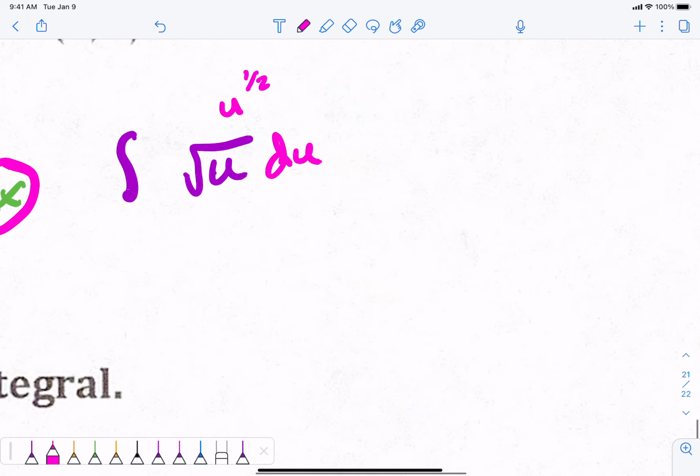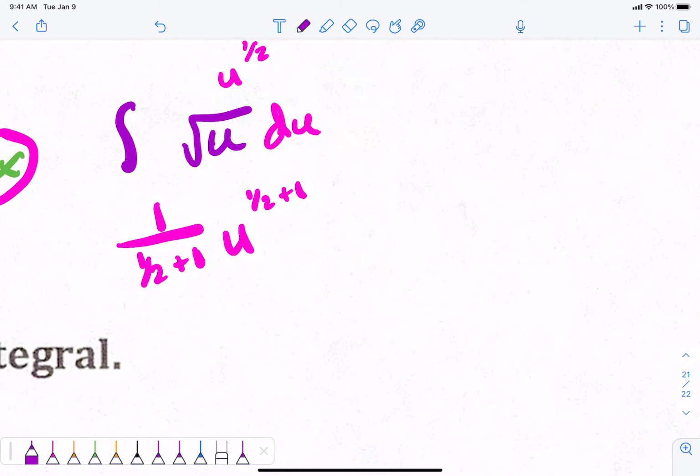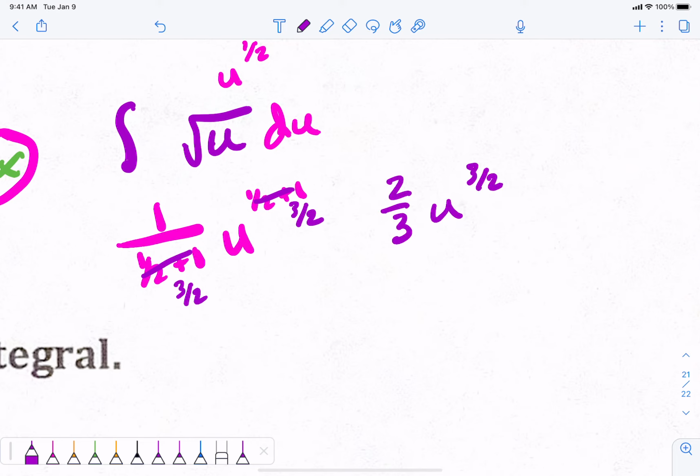The antiderivative is 1 over n plus 1 times x to the n plus 1. What's n here? Yes, 1/2 plus 1 is 3 halves. So it's u to the 1/2 plus 1, 3 halves. So we get 2/3 u to the 3 halves power.